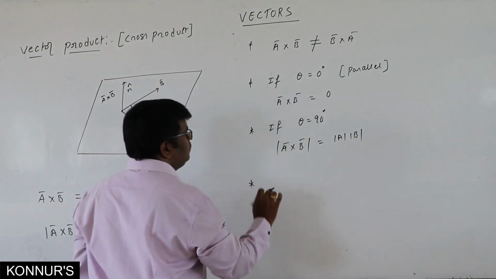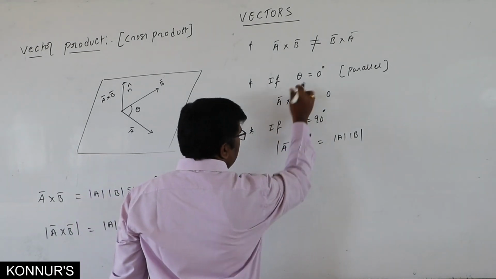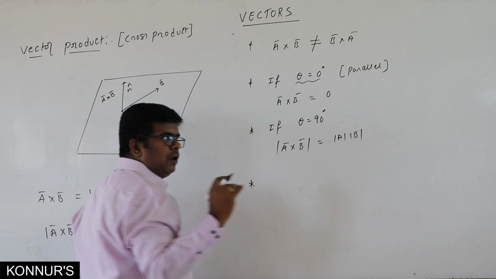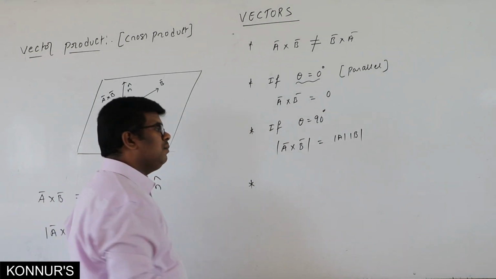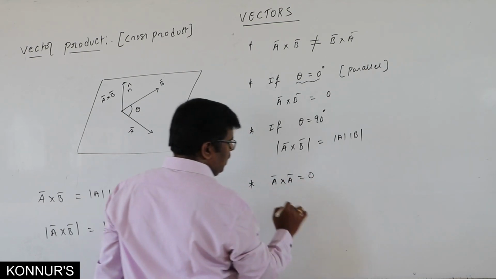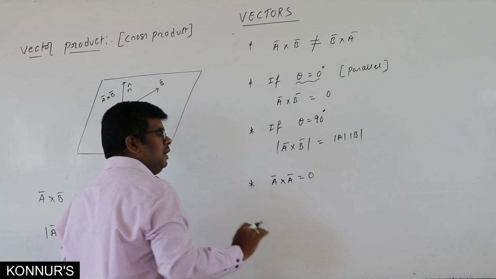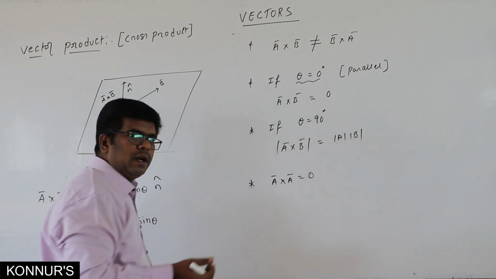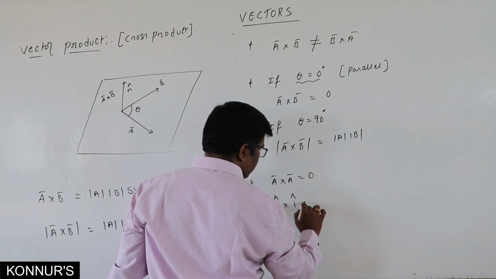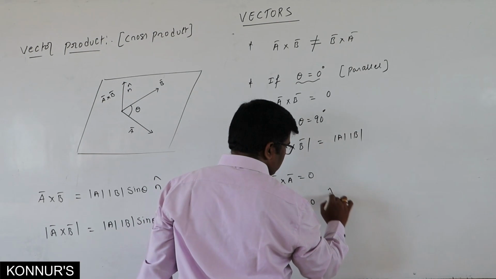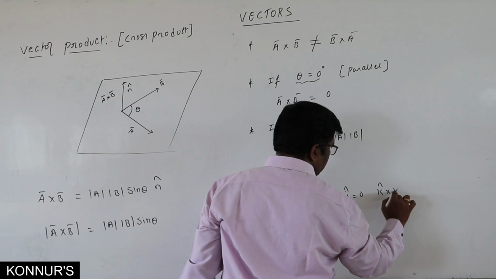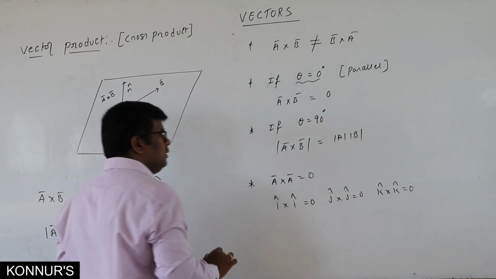If you take A bar cross B bar parallel, theta is 0. A cross product between the same vectors is 0. Let us suppose A bar cross A bar is 0. You can observe that for orthogonal unit vectors, i cap cross i cap is 0, j cap cross j cap is 0, k cap cross k cap is 0, because they are in the same direction.